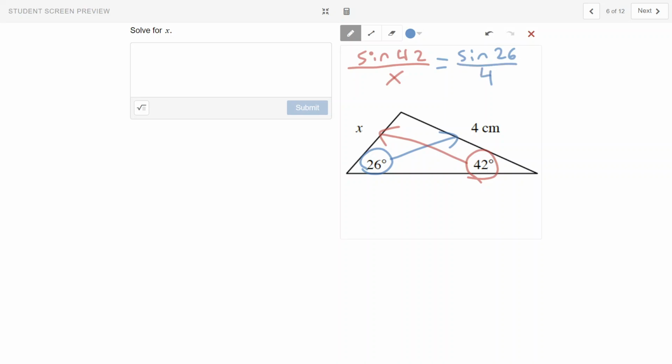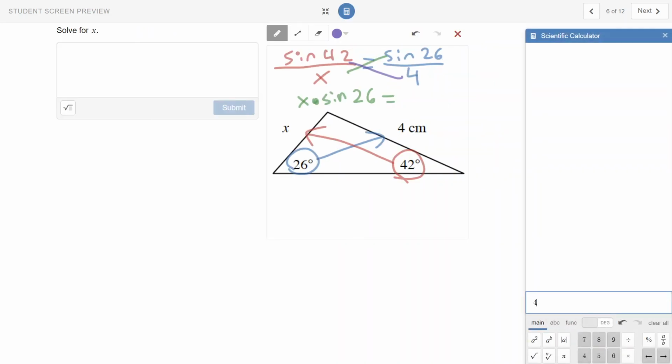All right, from here, we are going to cross multiply. X times sine 26 is equal to the other diagonal multiplied together, 4 times sine 42. Well, we can pop out a calculator and do that. 4 times sine 42 gives us 2.676, blah, blah, blah. Let's call that 2.6765.